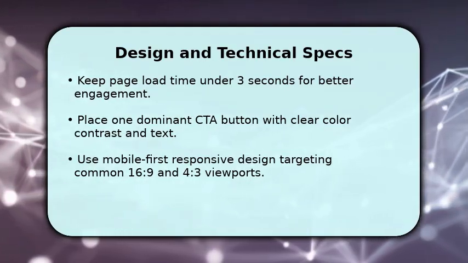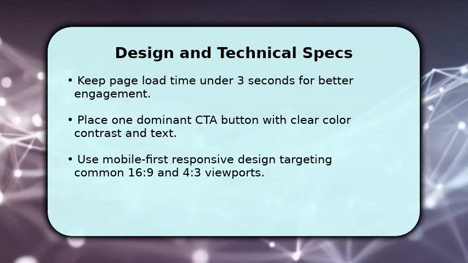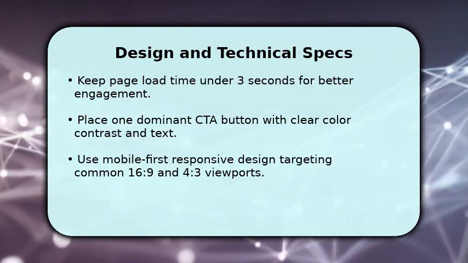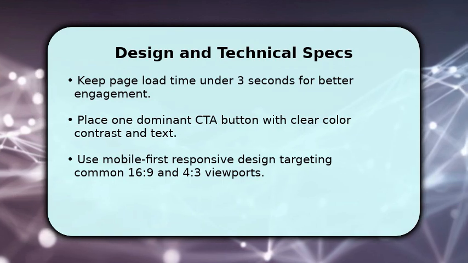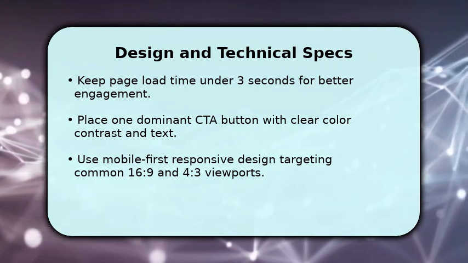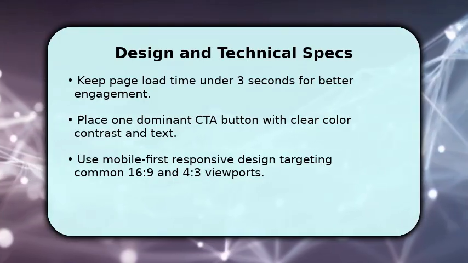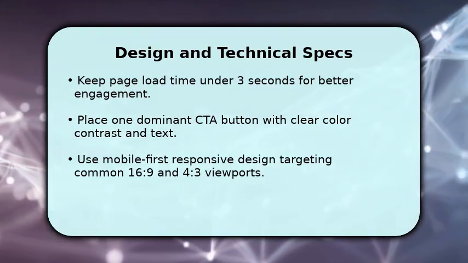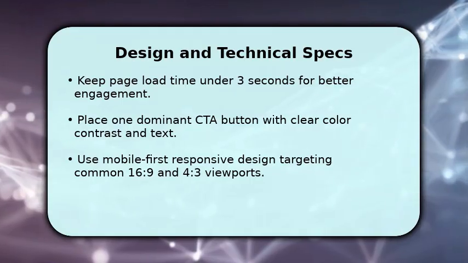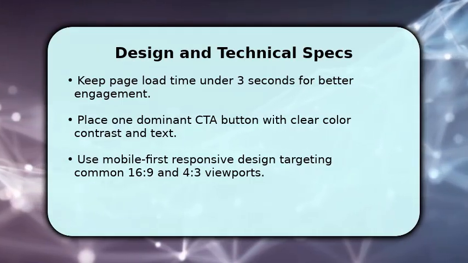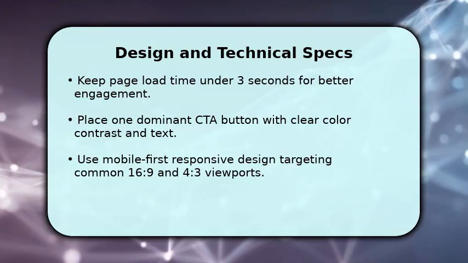Place one dominant CTA button with clear color contrast and action-oriented text, like Get My Quote. Use short headlines and bullets to communicate benefits within 5 seconds of arrival. Include trust elements such as testimonials, logos, and a privacy statement near forms. Optimize images and use caching to preserve speed and stability.